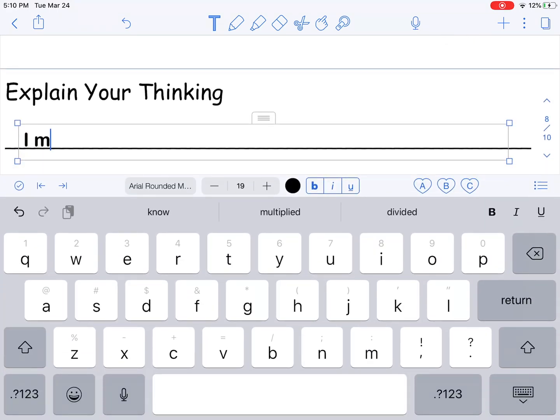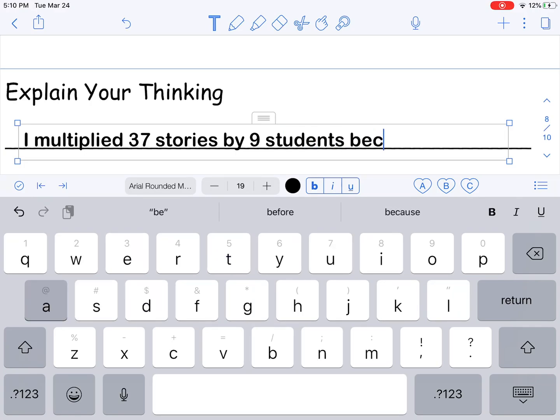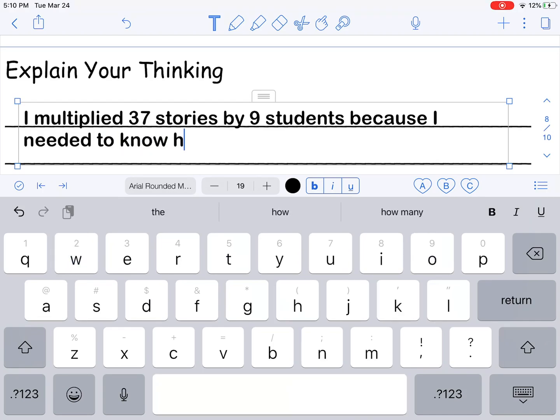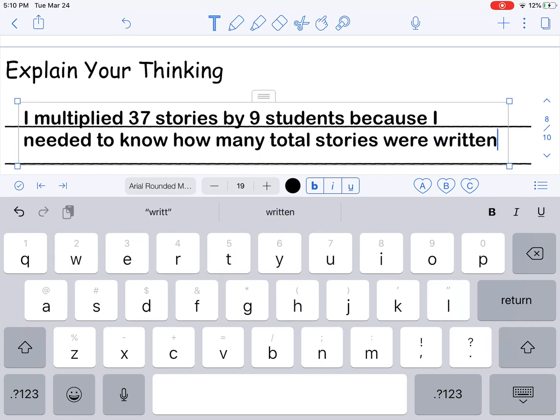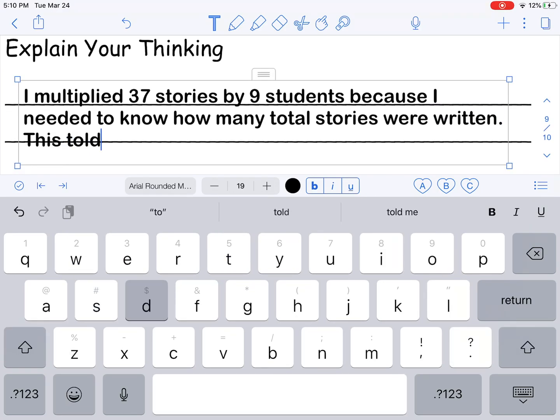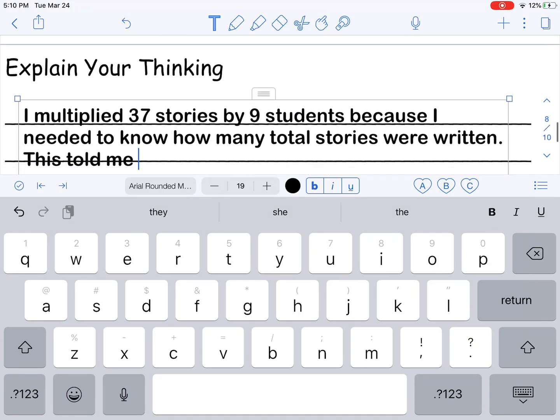So explanation time. I multiplied 37 stories by 9 students because I needed to know how many total stories were written. This told me 303 stories were written.